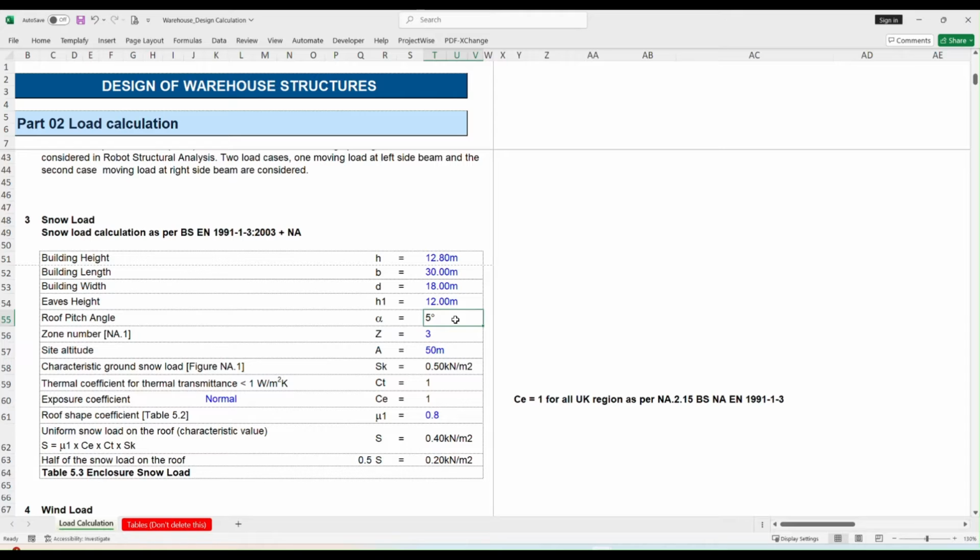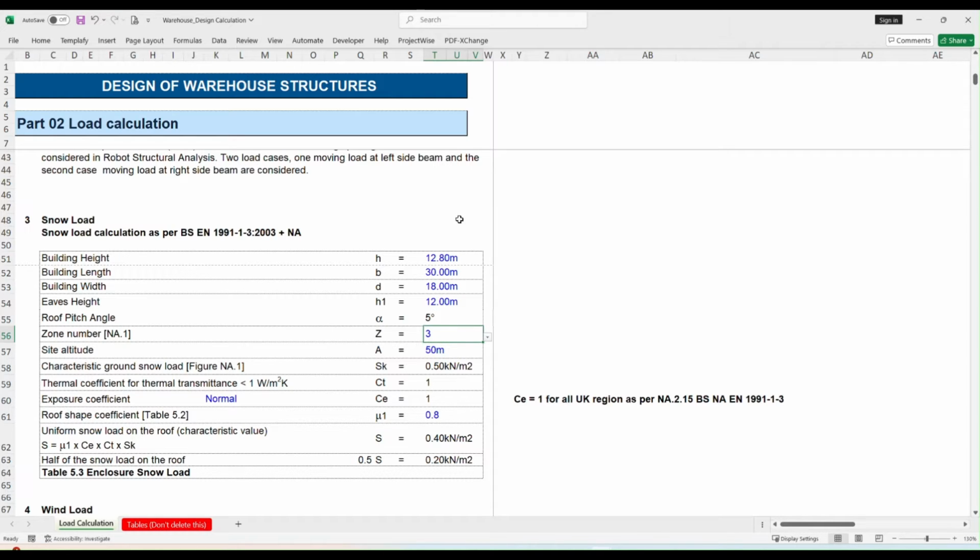And the roof pitch angle is 5 degree, as we are having 12 meter to 12.8 meter as the height difference. So it means that 0.8 meter is the height difference for half of the 18 meter, that will be 9 meter. So if you apply the tan inverse formula, that is tan inverse of 0.8 meter, which is the difference between 12.8 and 12 meter, divided by half of the building width, 9 meter, this will give you the 5 degree of slope.